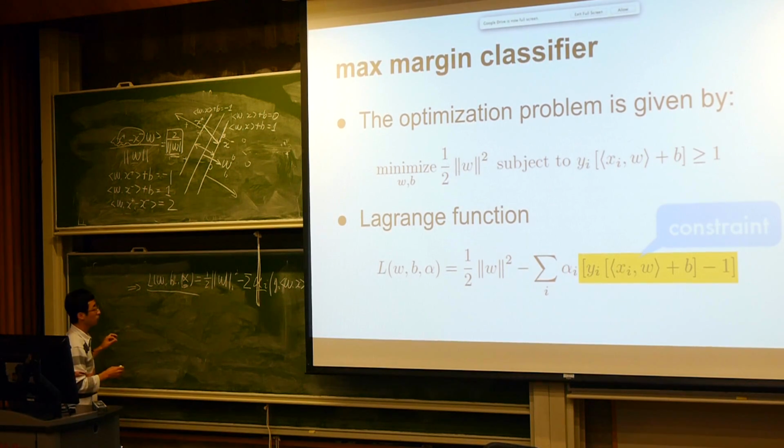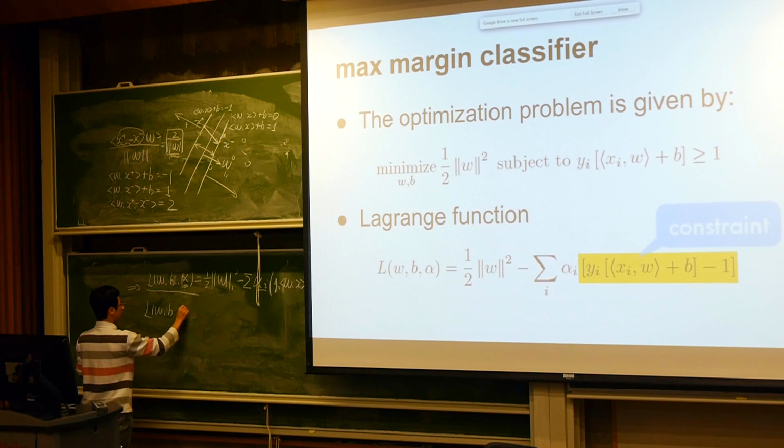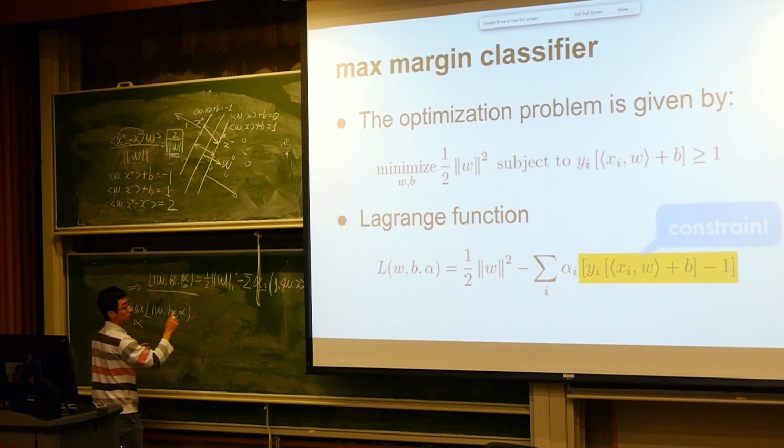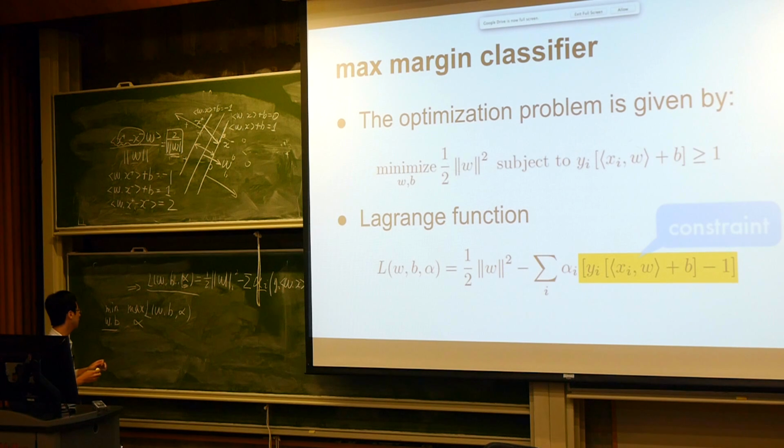And here's how the amazing thing happens. Suppose that we first maximize over alpha, then we minimize over W and B. And this will lead to the original optimization problem. Let's see how it works.